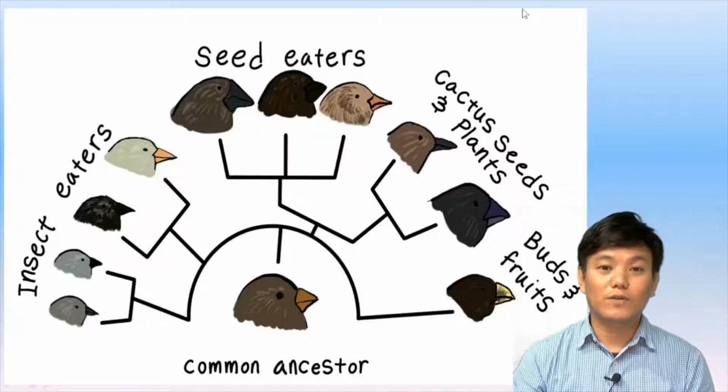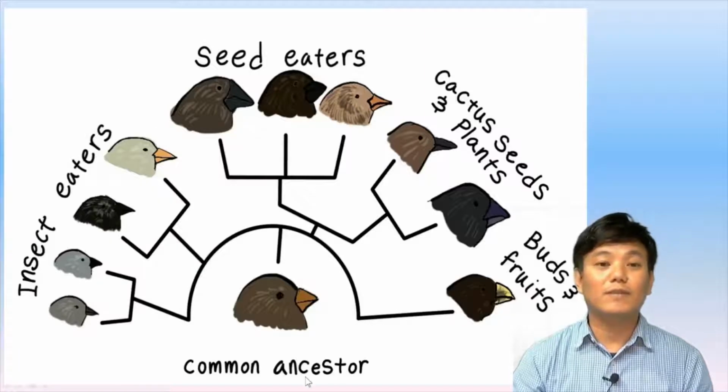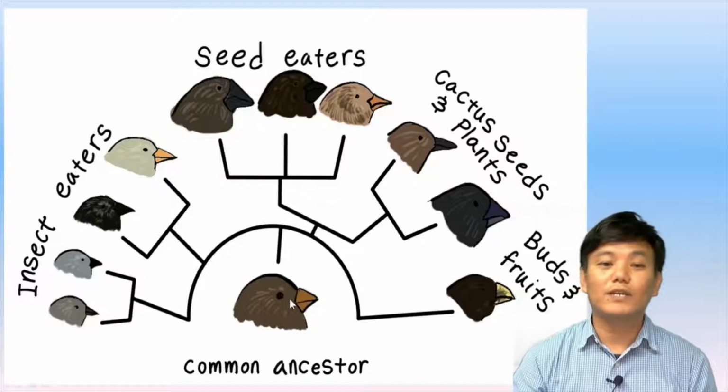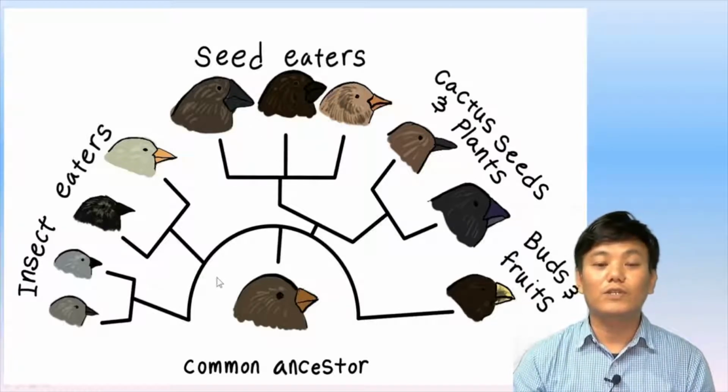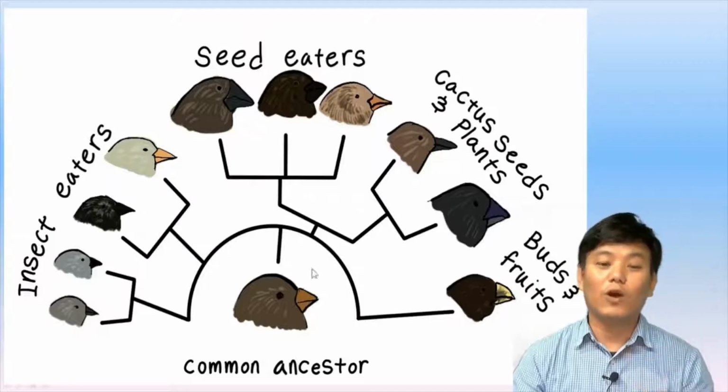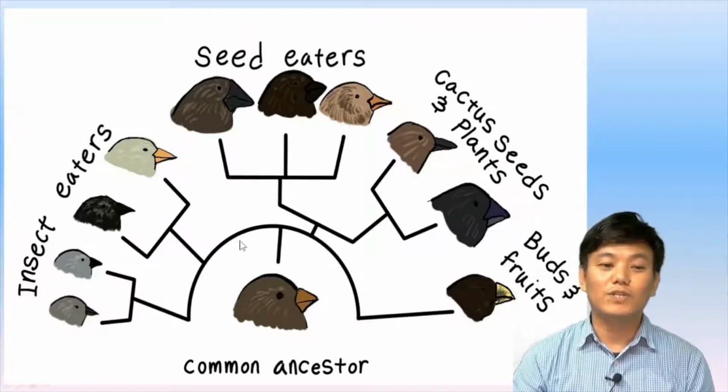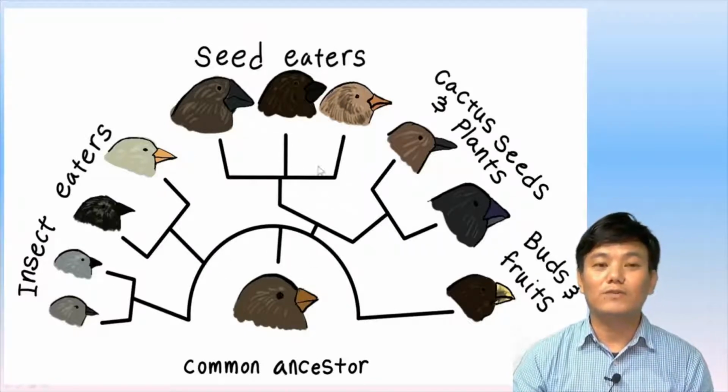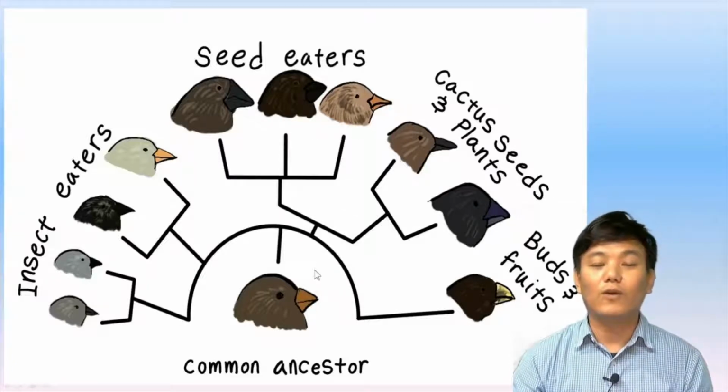Our concept of adaptive radiation is also an example of branching descent. In that video, I told you that all 12 different species of finch on the Galapagos Islands arose from one common ancestor. So the speciation occurred in a branching manner, right? So this is a branching descent. All these new species have descended from one common ancestor.